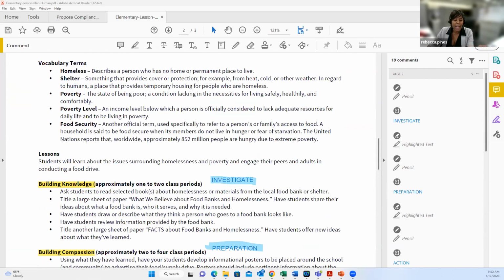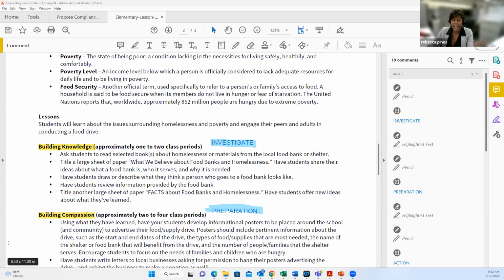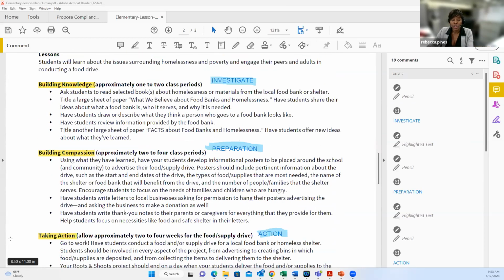And then it gives you a lot of other things that the students can go through in order to investigate, using homelessness. It talks about the food insecurities. All of those things are things that the students will go in and investigate in order to start their service learning project. Then you move on down to the preparation part.